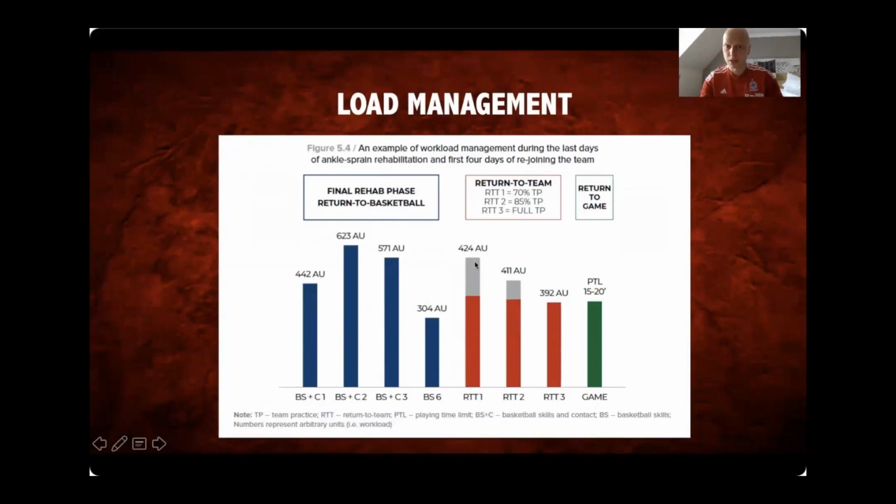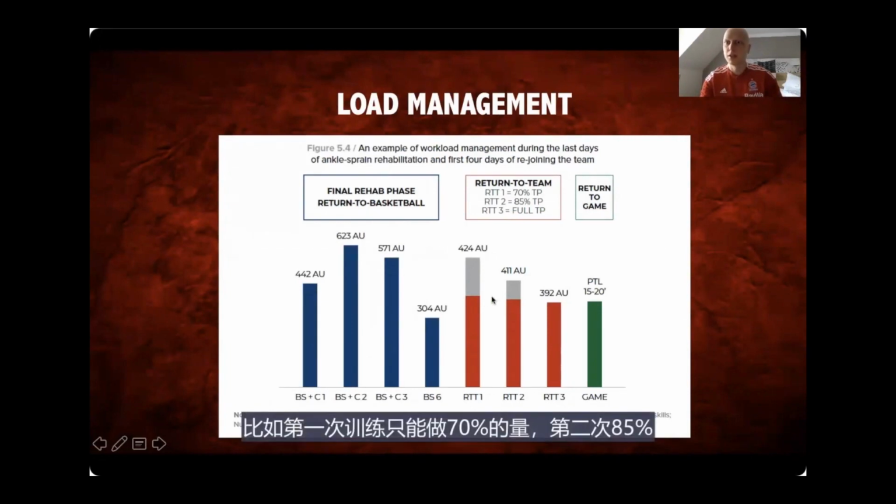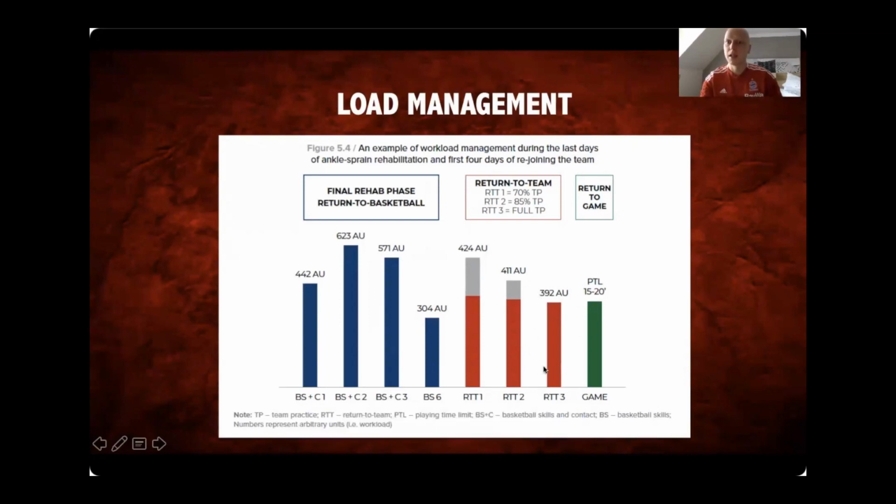Okay, this gray zone represents something that this player will not do. So he will do only 70% of this first practice with the team. Then he will do 85% of the whole team practice. And then one day before the game, I want player to do the whole practice with the team. And then his minutes in the game should be controlled, such as 15 to 20 minutes of game time.